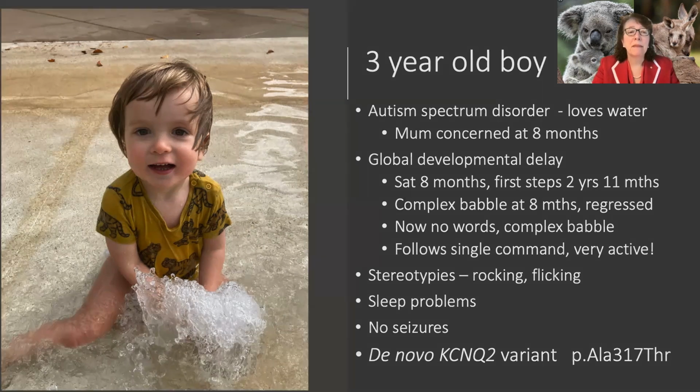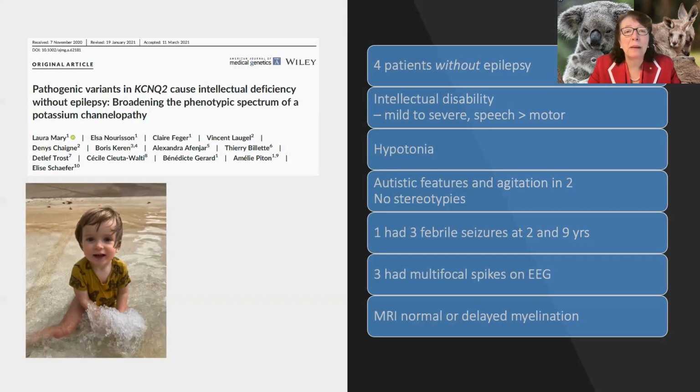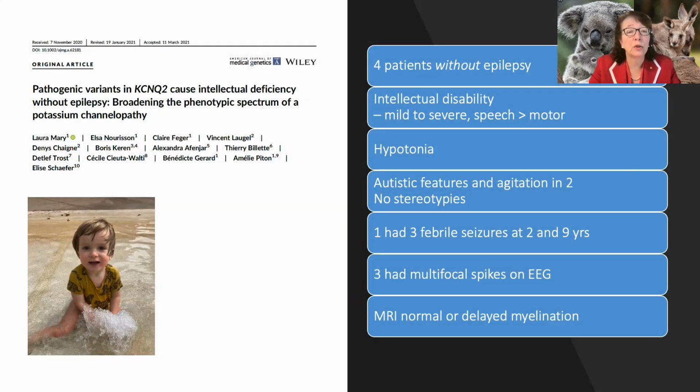And it just happened that Mary and colleagues, a French group, had just published 4 patients with KCNQ2 without epilepsy. Intellectual disability was mild to severe, mild, moderate and severe across the 4 different children, with speech more affected than motor skills, which is pretty usual for those with intellectual disability. They did have hypotonia, which I'm sure many of the parents will recognise as part of KCNQ2. 2 of the 4 had autistic features, as our little guy does. They did not have stereotypies.